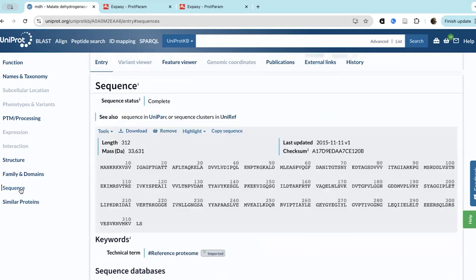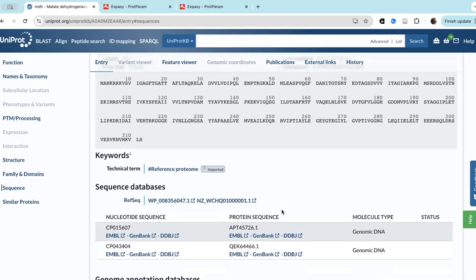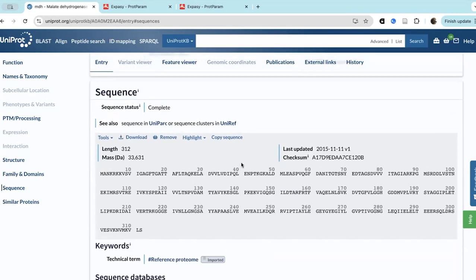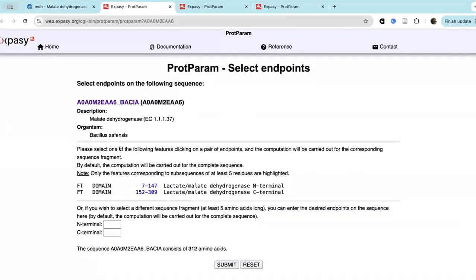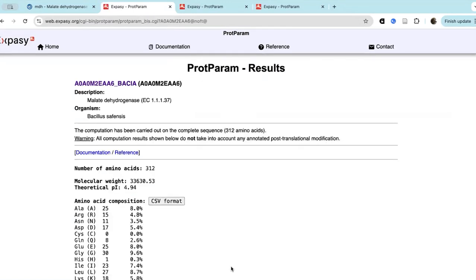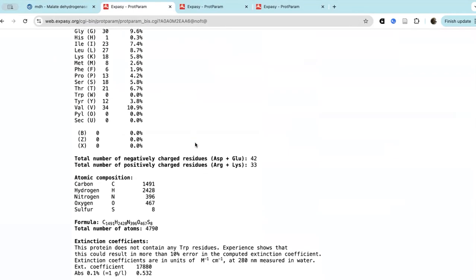But if you go to the sequence section, you'll see the sequence of the protein. Sometimes you might see multiple sequences if there are different isoforms, but the first one's going to be the main one. If you go to Tools, you can go directly to ProtParam from right here. Now, this is going to give you a couple of options, and they might show you if you just want to look at a different domain. But if you just want the default, you can just press Submit. This is going to give you a variety of information.